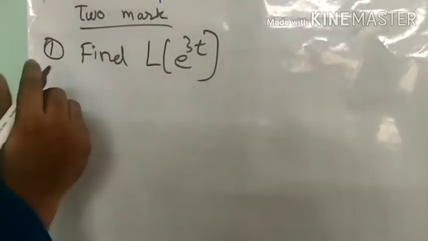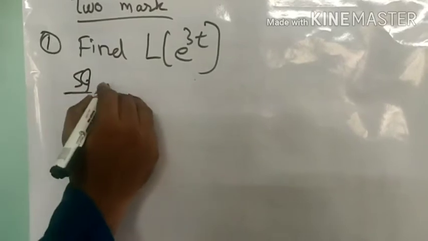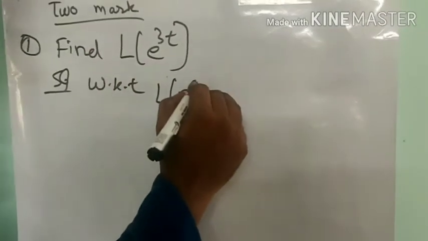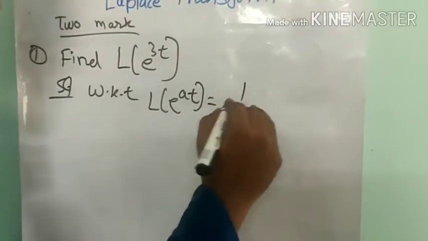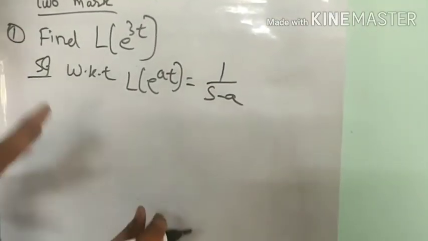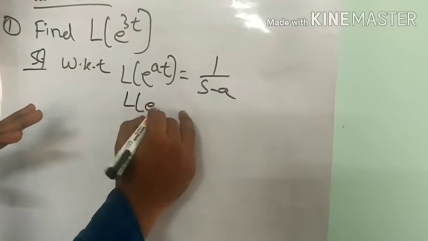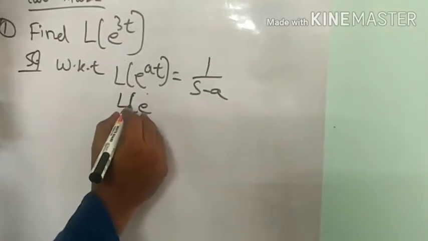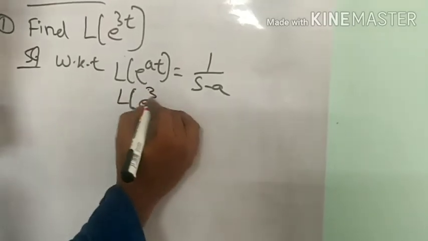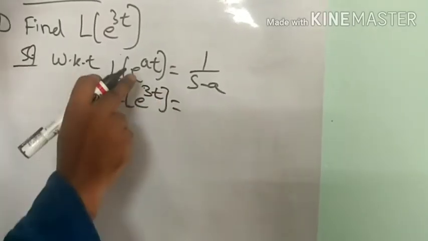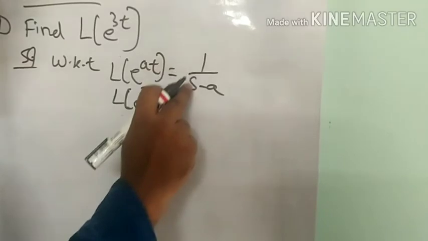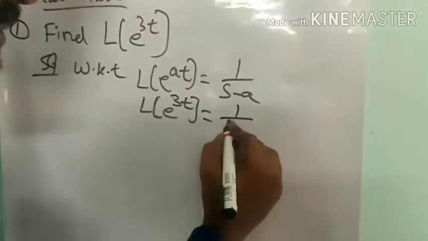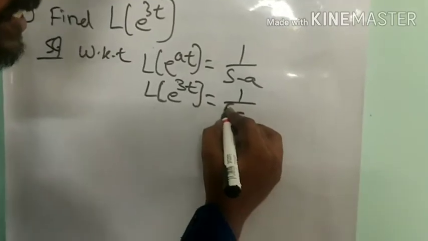So you know the formula for e power at. The solution is nothing but what we know. Laplace of e power at, you know what the formula is? 1 by s minus a. This is the formula. So the answer is only one step. So the problem is Laplace of e power 3t is equal to, so in the place of a, you know the formula 1 by s minus a, no? What's the a value? 3. Just substitute: 1 by s minus 3.